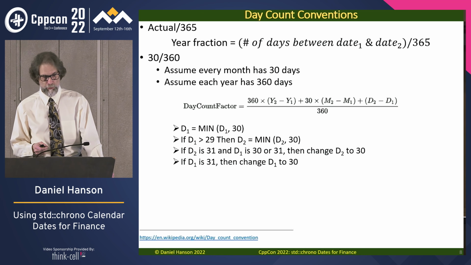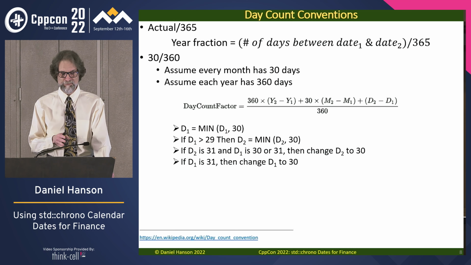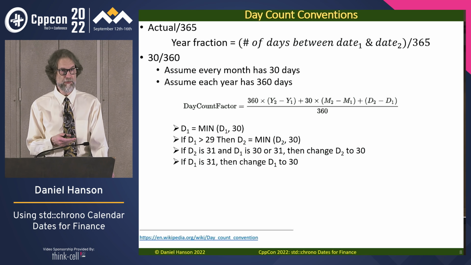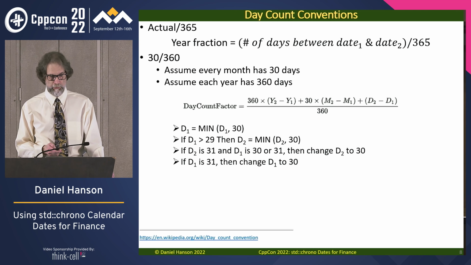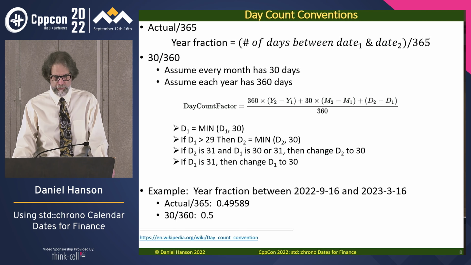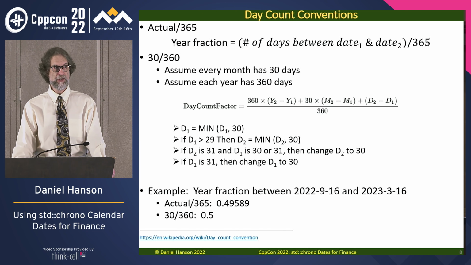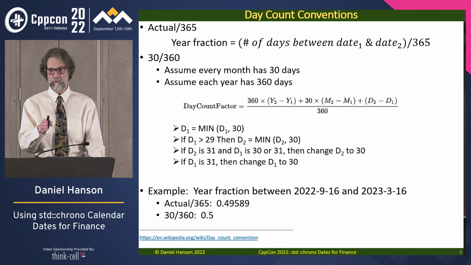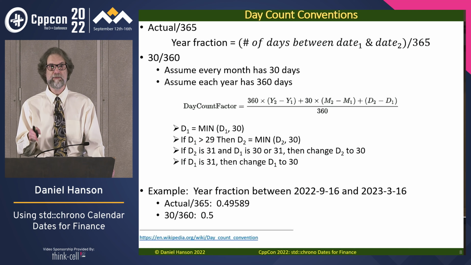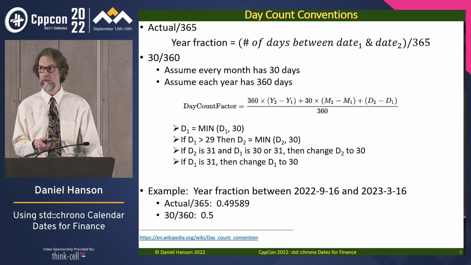You also have to account for the end of month conditions. So if the date falls at the end of the month, like you see here, you need to make these adjustments. As an example, if we take the 6-month period between these two dates, if we use actual over 365, we get something a little bit shy of 0.5. But if we use 30 over 360, we get exactly 1/2. And that's kind of the appeal of 30 over 360. It's simple, and if it's 6 months, it's 1/2. 3 months, it's 1/4, and so forth.